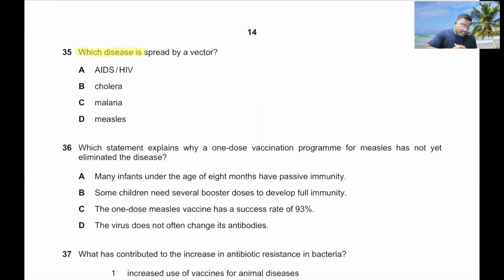35. Which disease is spread by a vector? We know that AIDS is not spread by a vector, cholera is not, and measles is not. So C, malaria. It is spread by the female Anopheles mosquito.